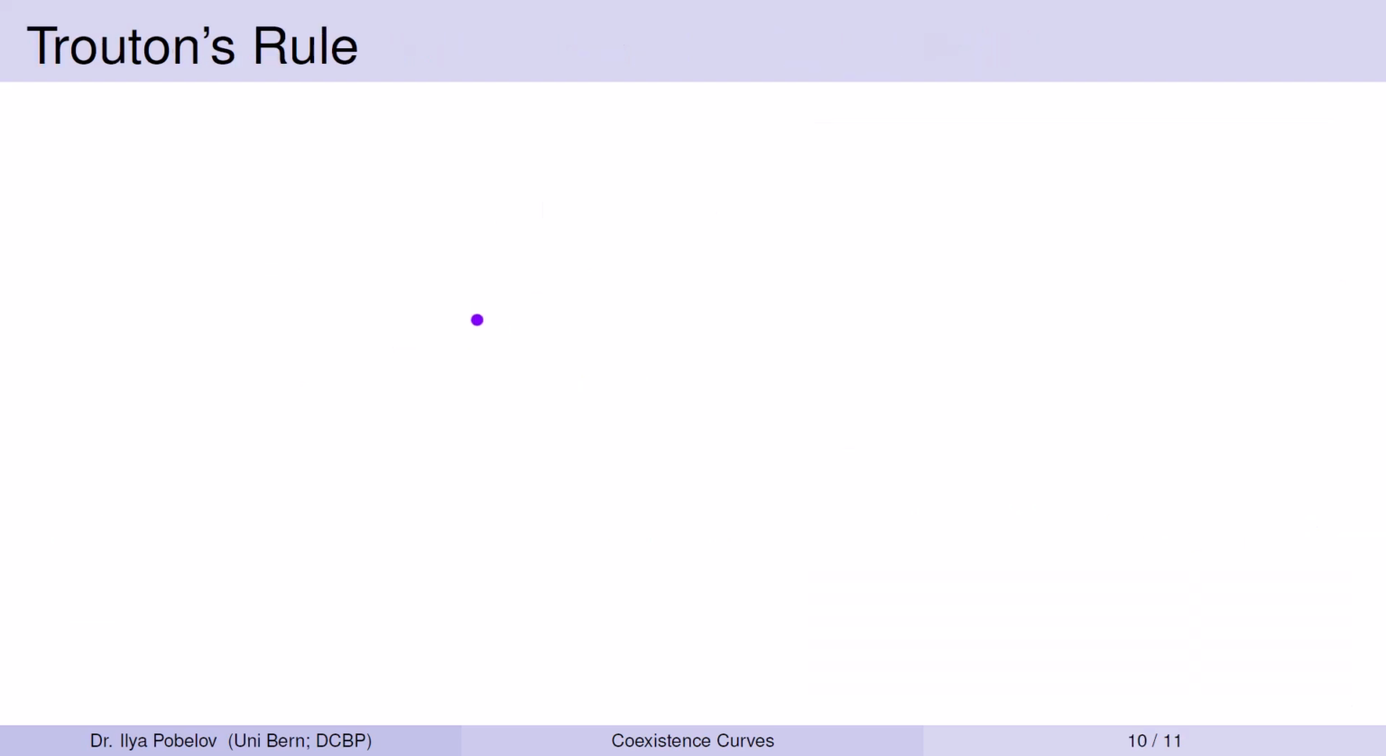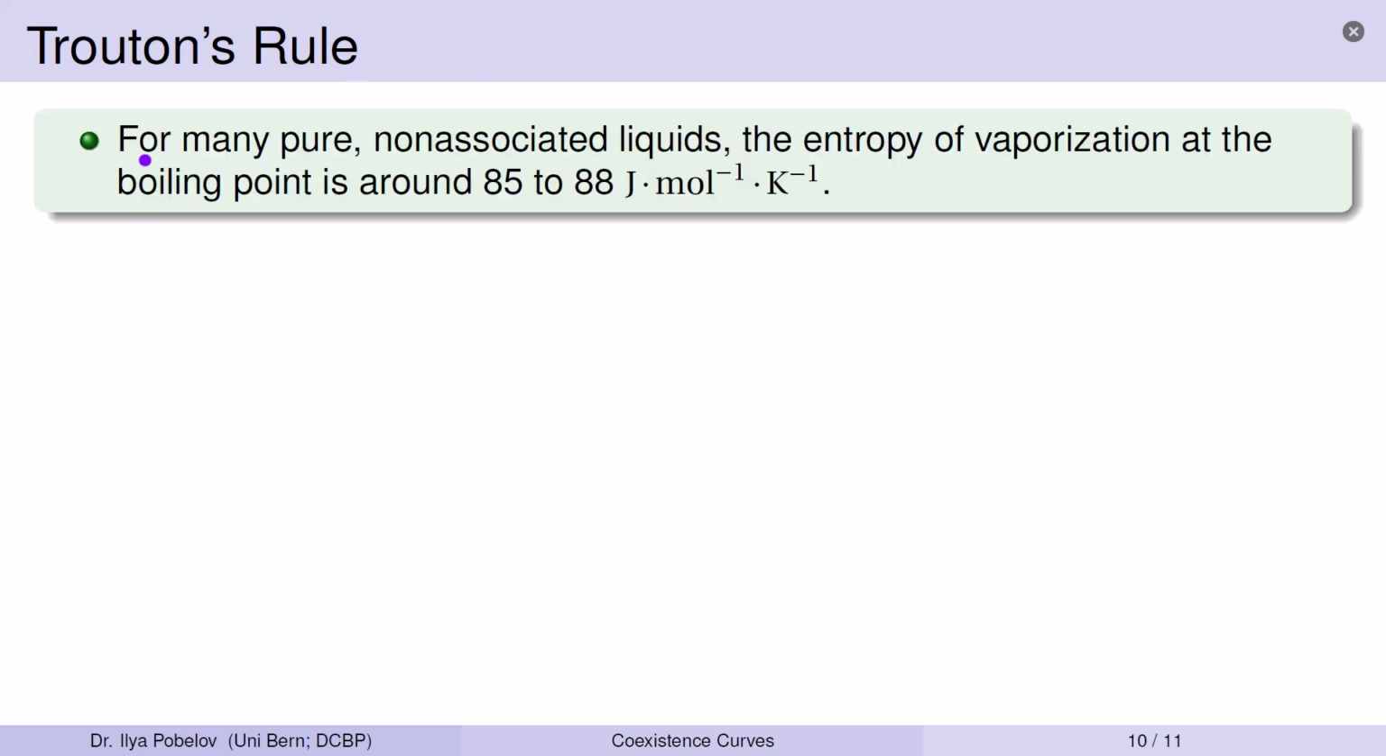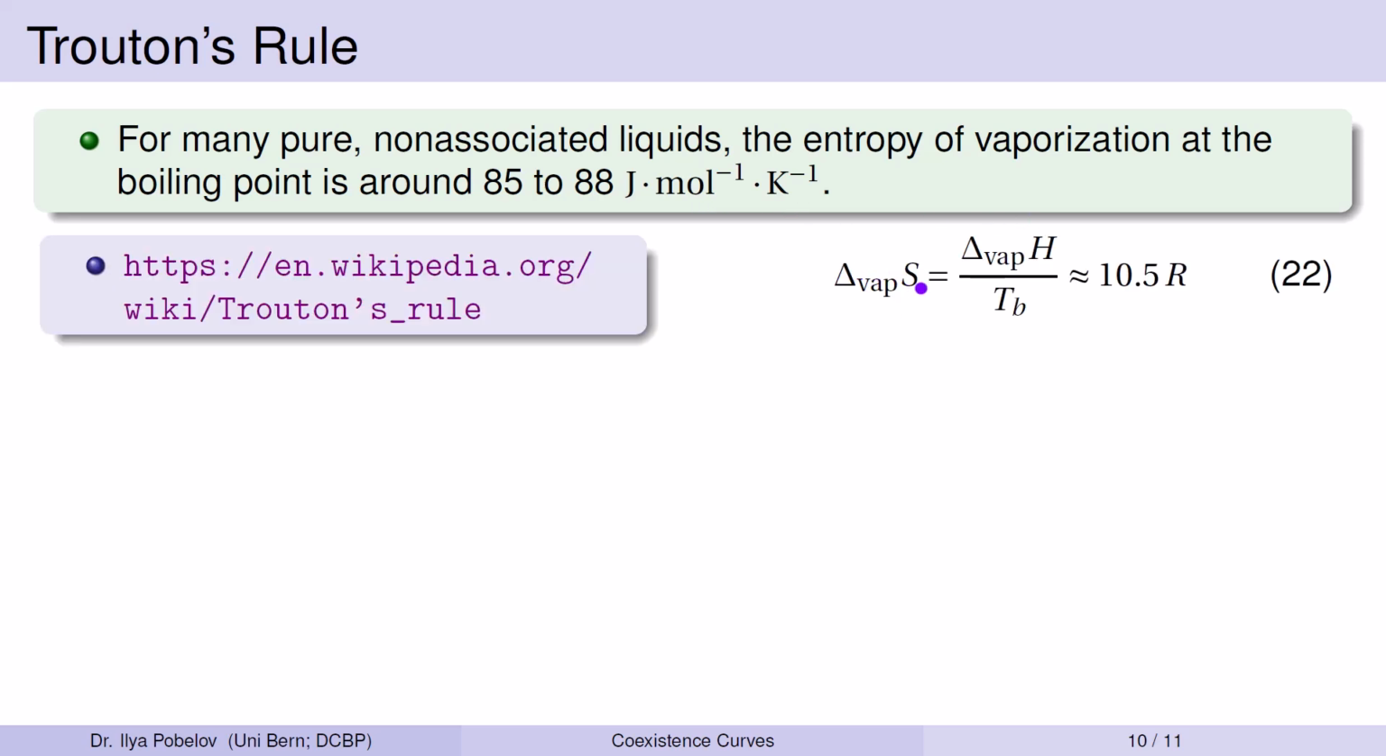To finalize this module, we will briefly introduce Trouton's rule. This empirical rule states that for many pure, non-associated liquids, the entropy of vaporization at the boiling point is roughly constant and is around 85 to 88 joule per mole per Kelvin. The entropy of vaporization is the ratio of the enthalpy of vaporization to the boiling temperature. It can be well estimated as 10.5 times the gas constant R.